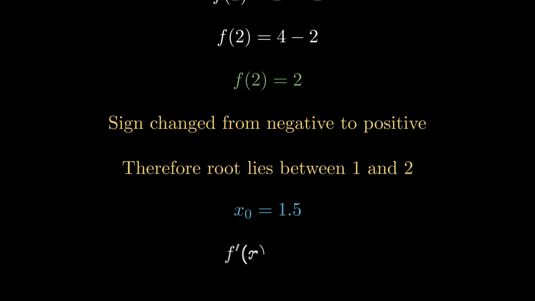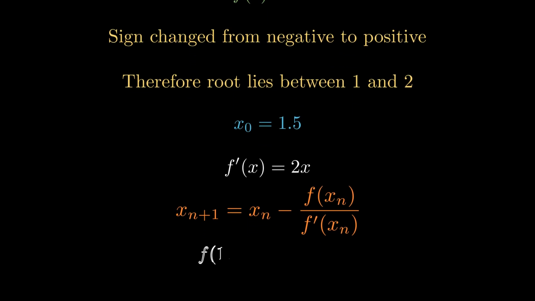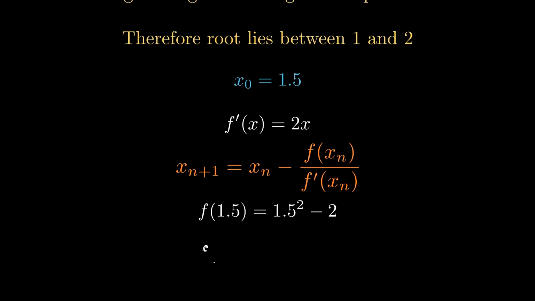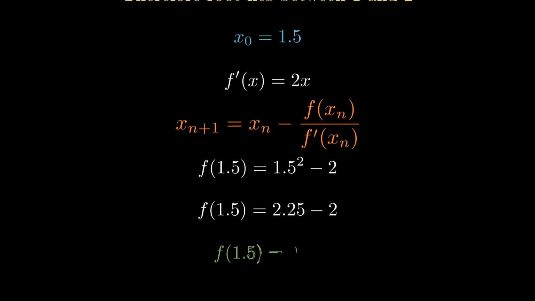Now differentiate the function. This formula helps us improve our approximation. Substitute 1.5 into the function. 1.5 squared equals 2.25. Subtracting gives 0.25.